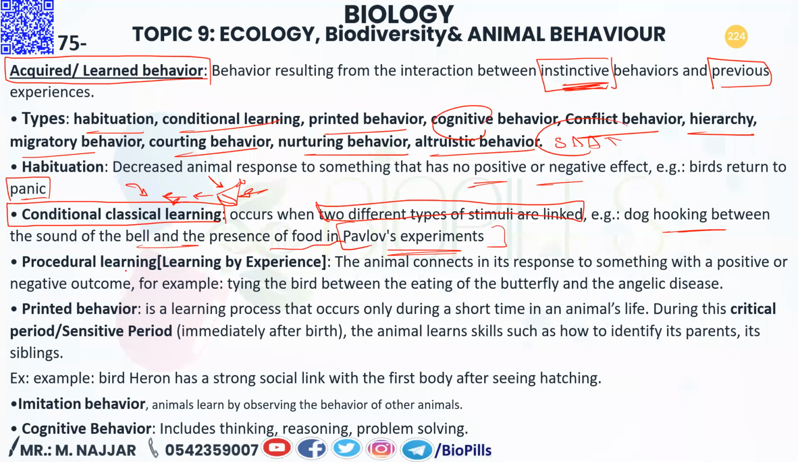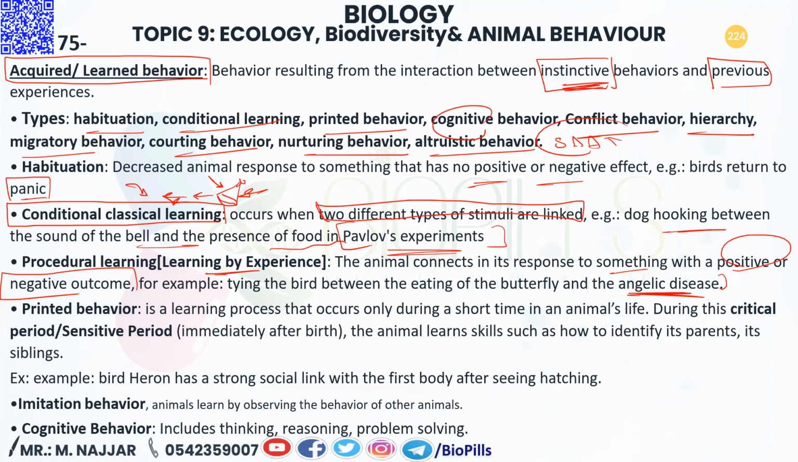Procedural learning, or learning by experience. The animal connects its response to something with a positive or negative outcome. For example, the bird linking the eating of the butterfly and the illness, so it will avoid it. It came in the SAT exam before. This type of behavior is known as procedural learning, or learning by experience.